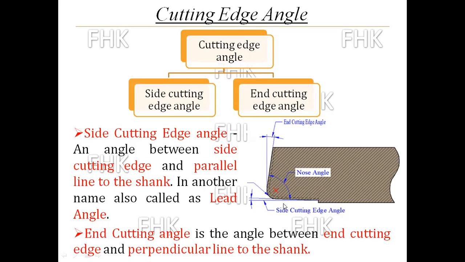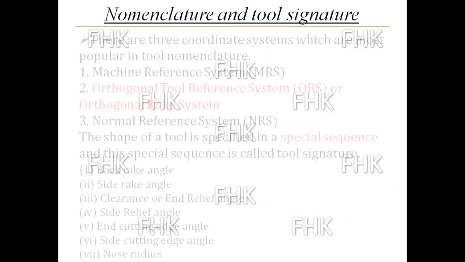These two angles you can see in the top view. End cutting edge angle and side cutting edge angle you can see in the top view, and the rake angle and relief angle you can see in the front view and side view respectively. Then come to the next point: nomenclature, and what is tool signature.